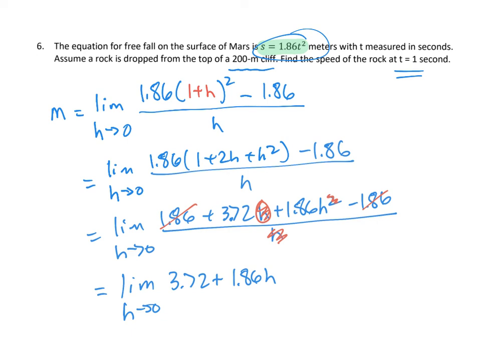And I'm going to plug 0 into that. And the 1.86 goes away because it gets multiplied by 0. And we find out that our speed is 3.72 meters per second. And that is, in fact, what we are shooting for.